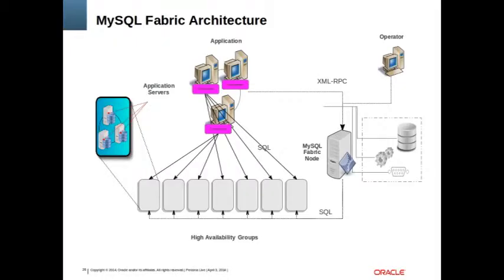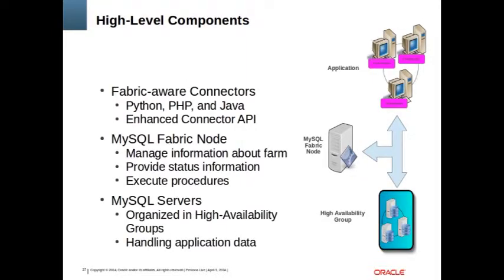So let's look at the architecture. This is the basic Fabric architecture. Let us look at the components one by one, and then I will explain how these components work together. You have the connectors, you have your application. Your application uses any of the connectors, the Java connector, the C connector, the PHP connector, to talk to the MySQL server. You have your Fabric node here.